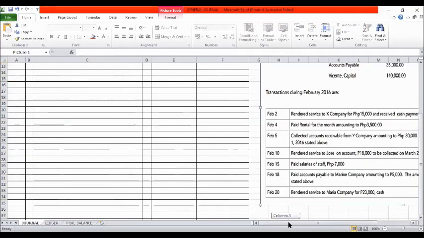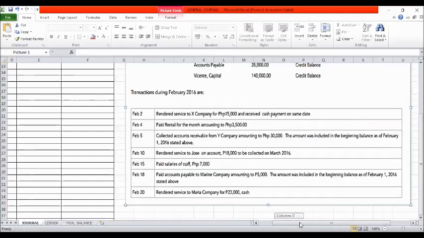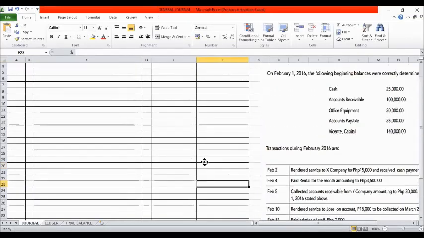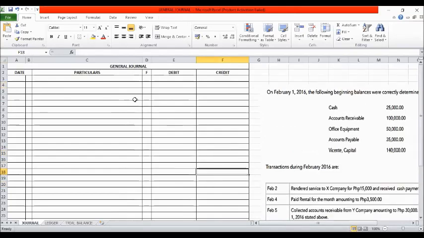So paano nga ba? Let's have our first transaction here. February 2, rendered service to X company for 15,000 and received cash payment on the same date. Sabi niya, nag-render daw tayo ng service kay X company at binayaran niya daw tayo kaagad ng 15,000 in cash. Kapag nag-journalize tayo, dapat lagi tayong merong debit at merong credit. Dapat balance lagi ang debit natin sa credit.